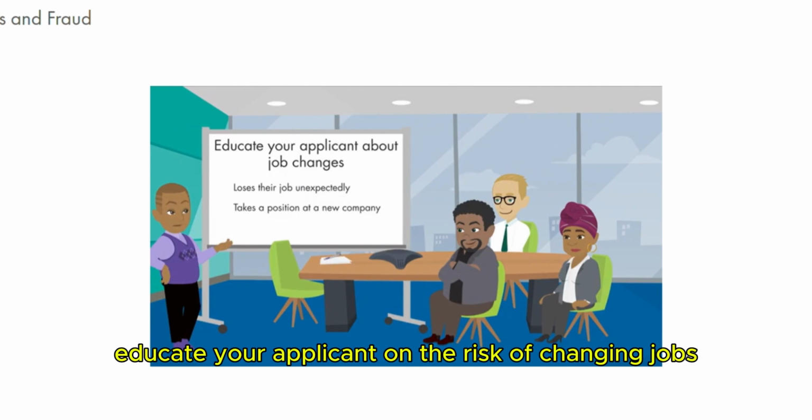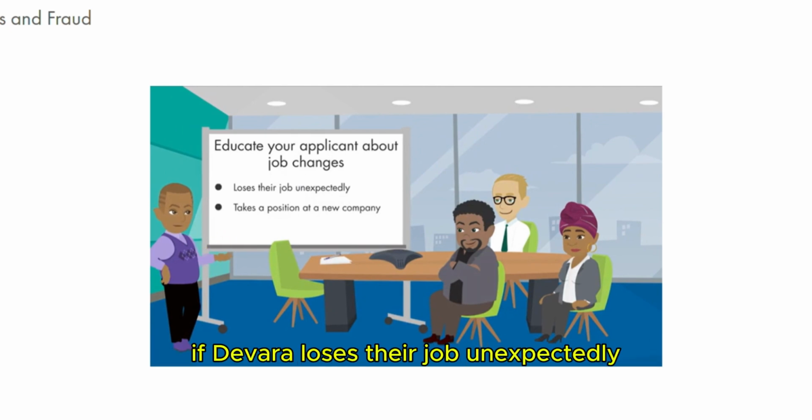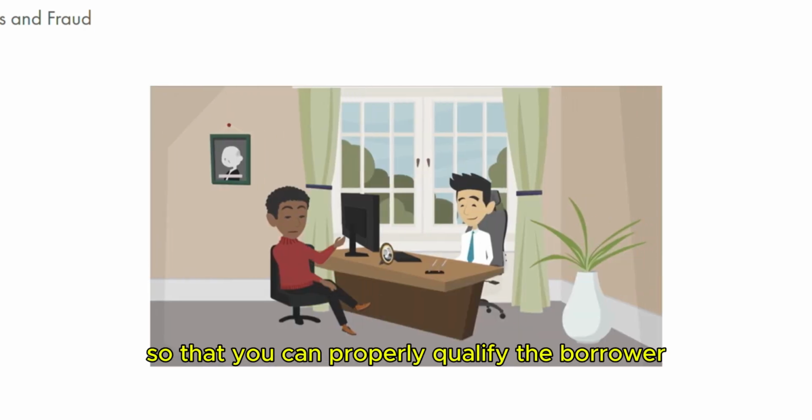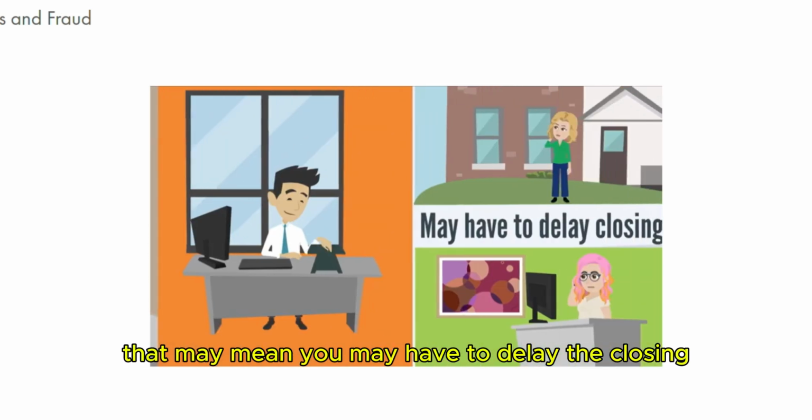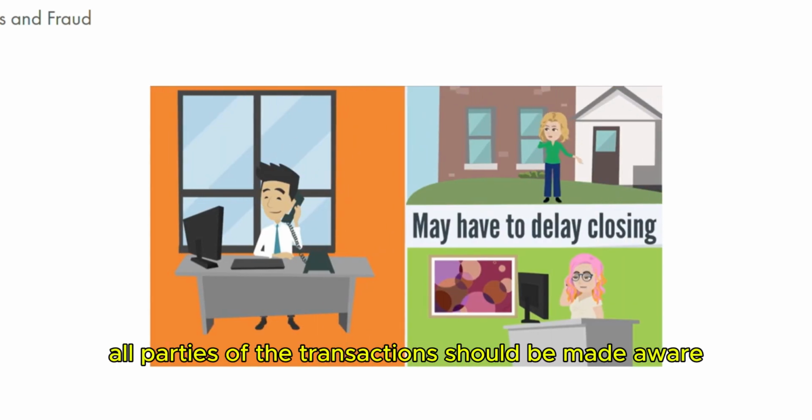Finally, be sure to educate your applicant on the risk of changing jobs during the loan process. If the borrower loses their job unexpectedly or takes a position at a new company, you need them to make you aware so that you can properly qualify the borrower on the income level that they will be expected to continue in order to make the mortgage payment. That may mean you may have to delay the closing, and all parties of the transaction should be made aware.